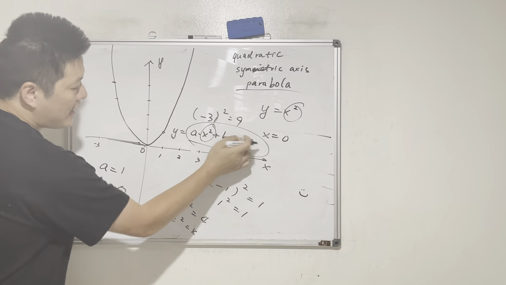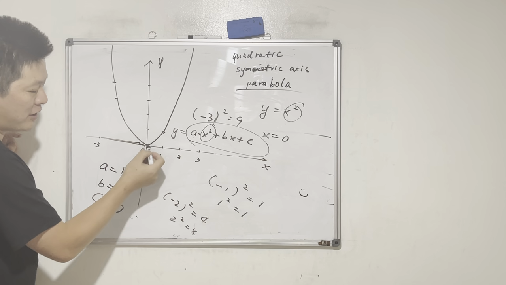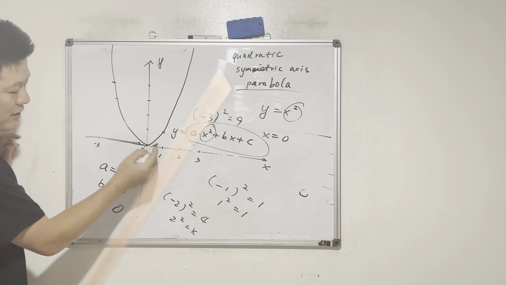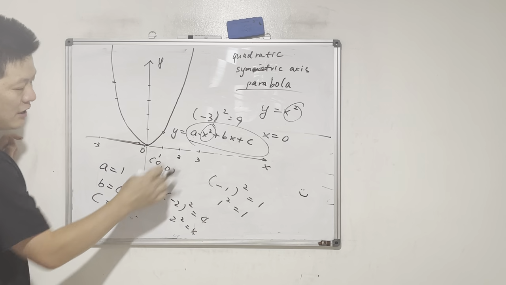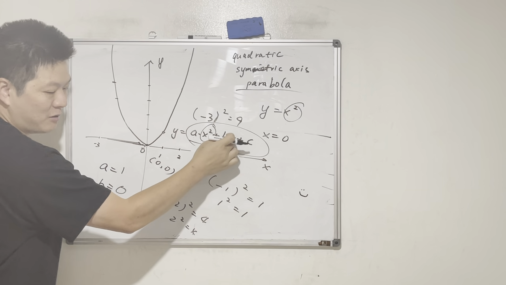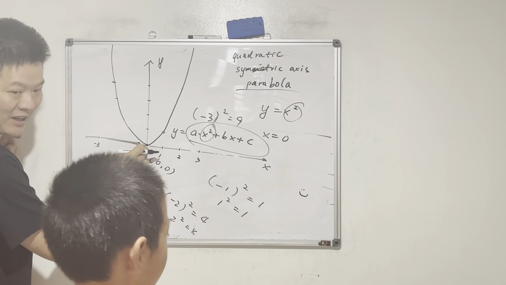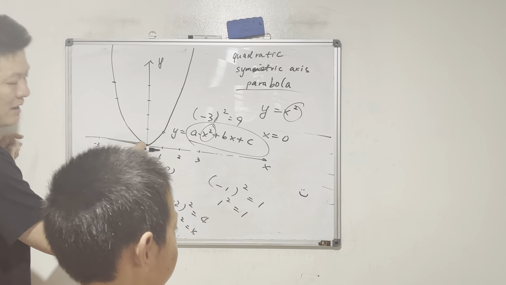Eric, when c is zero, what does it mean? When c is zero, this function goes through zero, zero, right? Look, if you put a zero in, this term will be zero, bx will be zero, and when c is zero, y is zero, right? Got it?